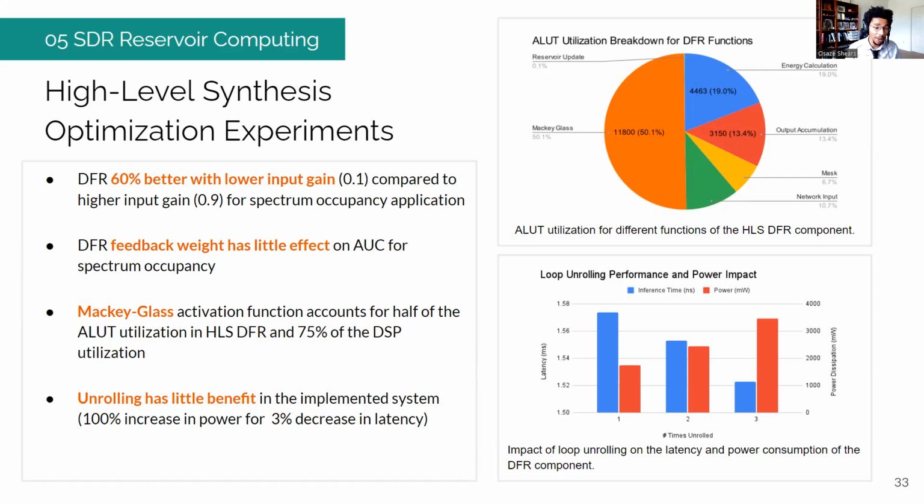And we saw that the feedback weight didn't have too much effect. Whether we varied that from 0.1 to 0.9, there wasn't too much of an effect on the actual ability to perform the spectrum sensing tasks in particular.